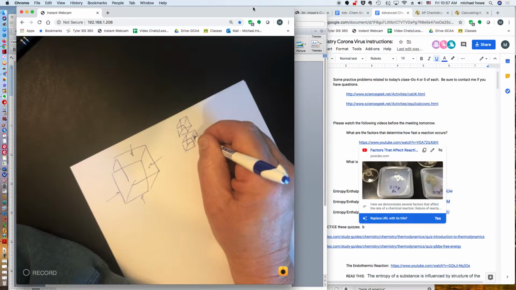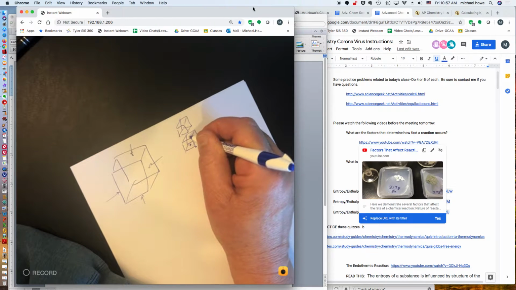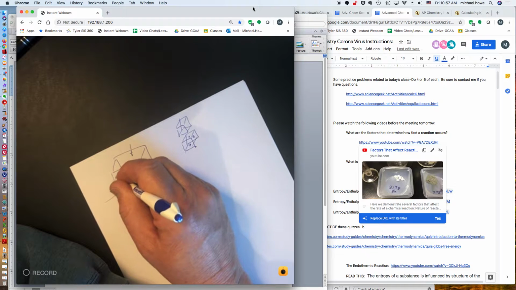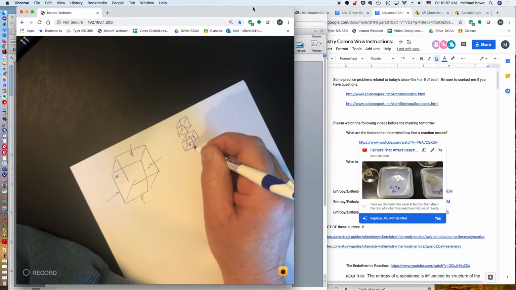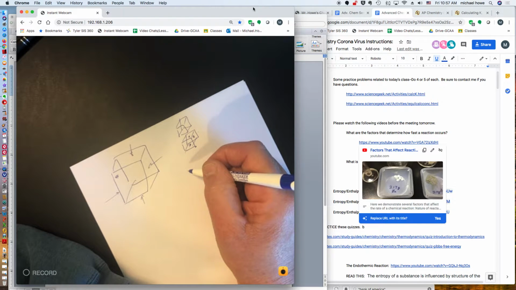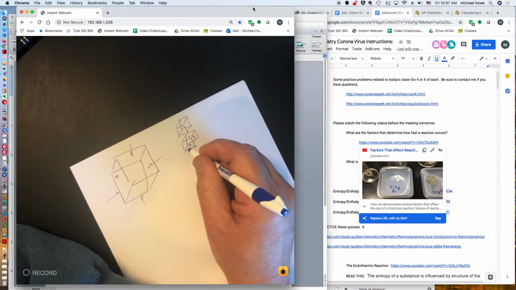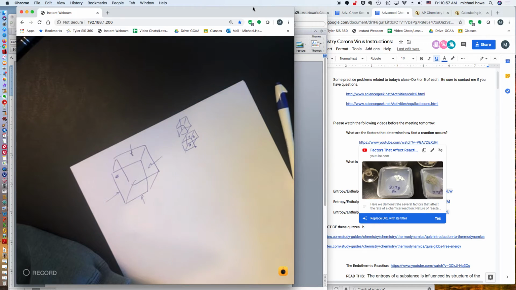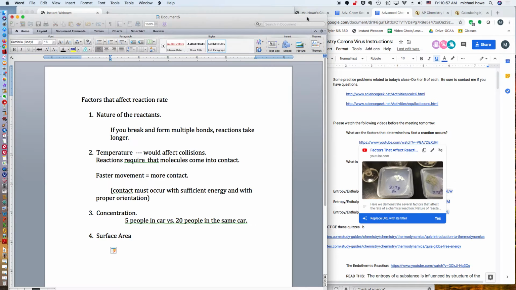Now, here, bottom, top in this case, if that cube was sitting right in here, I've just exposed 1, 2, 3, 4, 5 more surfaces. So there's a lot more surface area when you have smaller pieces, and more surface area means more contact. And that is why things that are powdered burn real fast, and things that are not powdered don't burn as fast. Or that is why powdered sugar dissolves in water way faster than cubed sugar does. So surface area is the fourth factor that affects reaction rate.